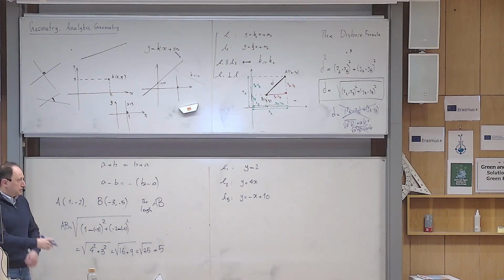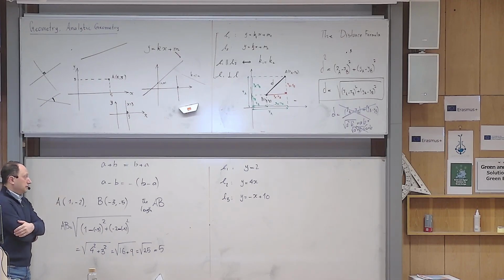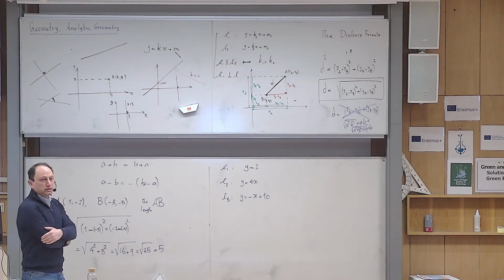It's a better question now. So I give you 3 lines, and I say that these 3 lines make a triangle. So let me see. They make a triangle in the first quadrant. Okay? So these 3 lines are given. They form a triangle. I want you to find, for example, the area.